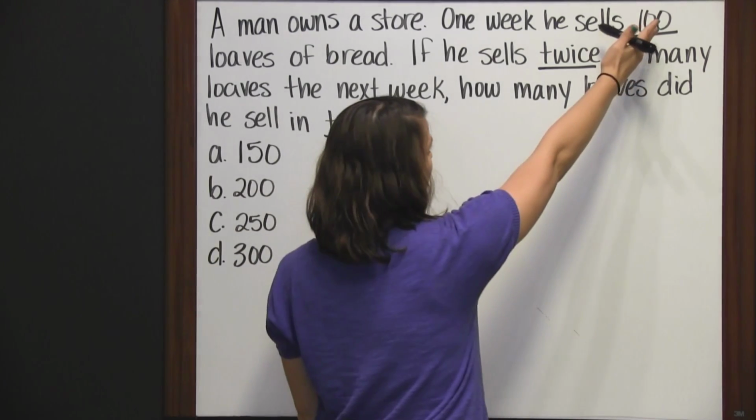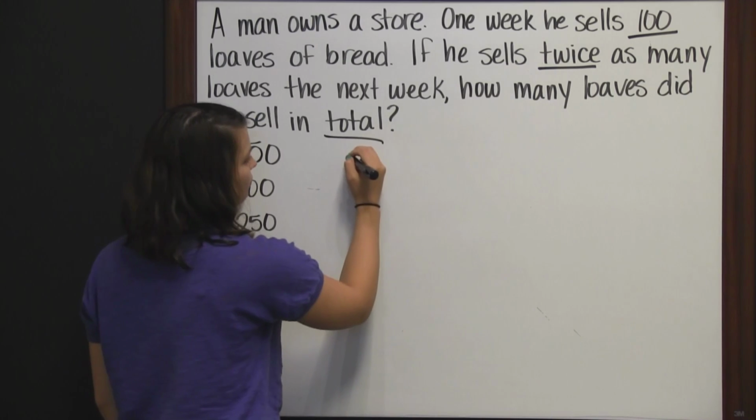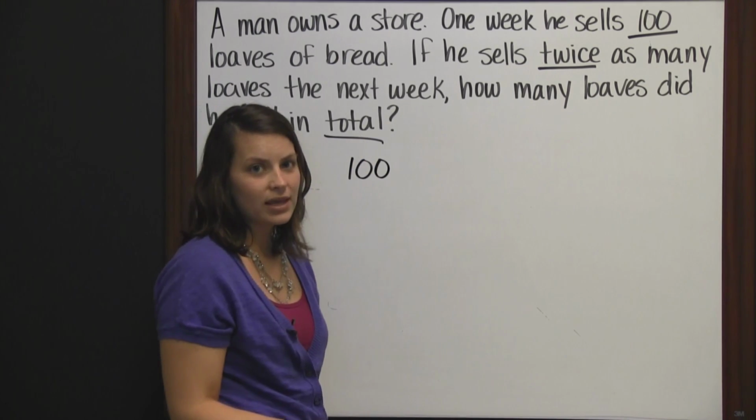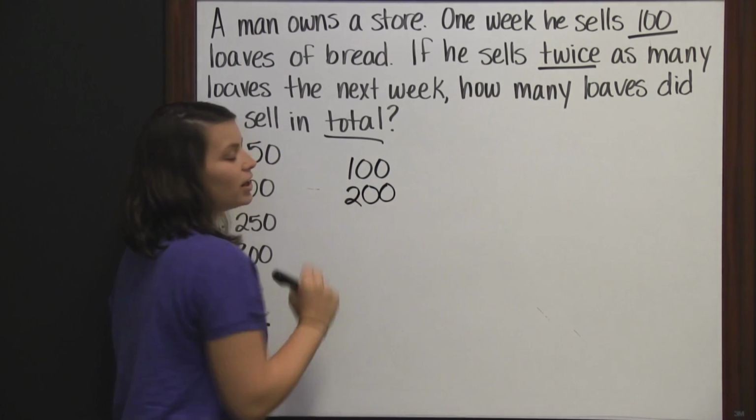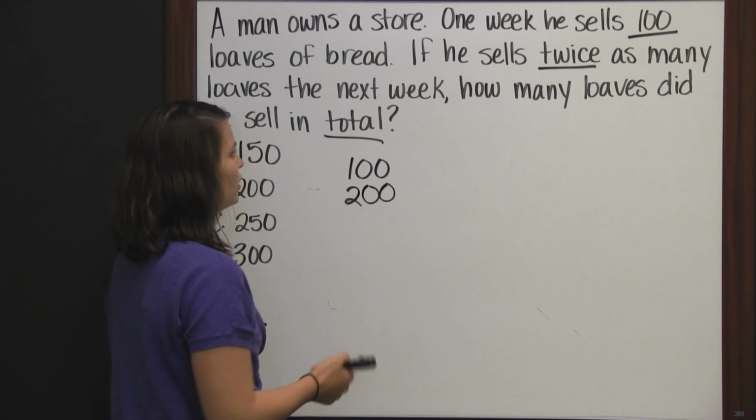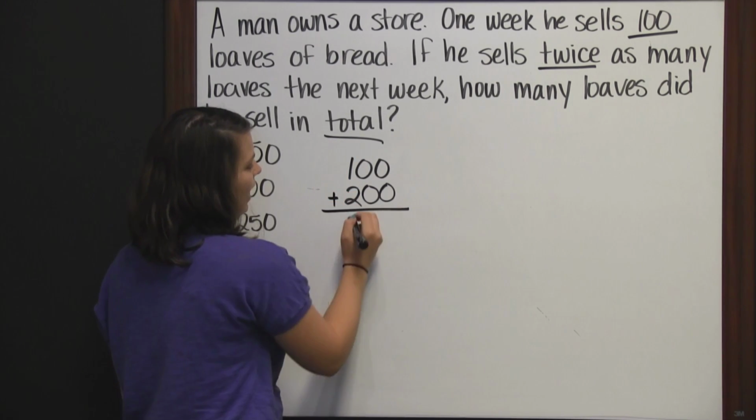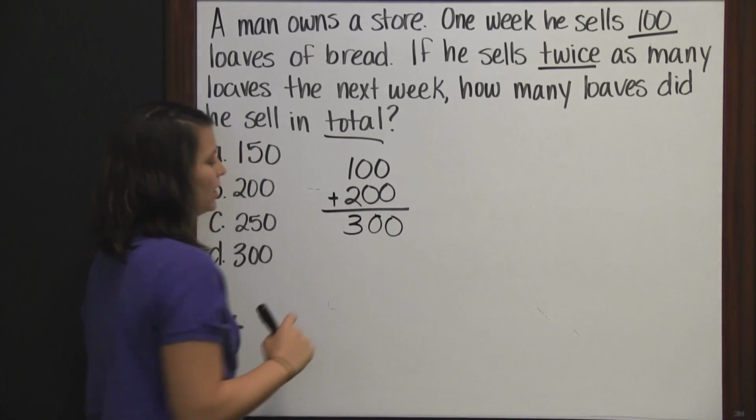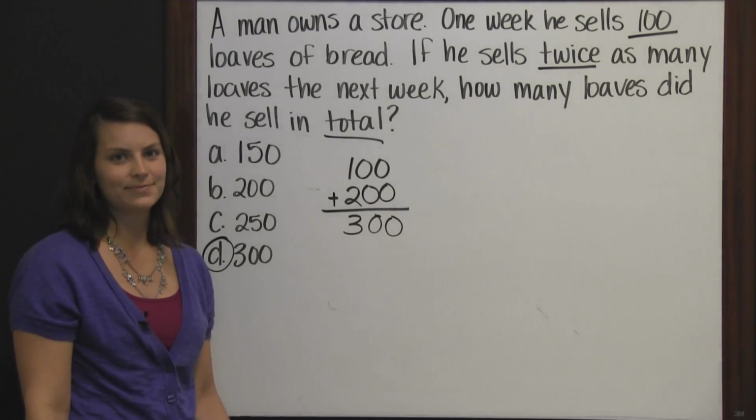So we're going to take 100 and multiply it times 2. In the first week he sold 100, and in the second week he then sold 200. That's 100 times 2, or twice as many. So how much did he sell in total? We add up all of his loaves of bread and we get 300 loaves of bread. Answer D.